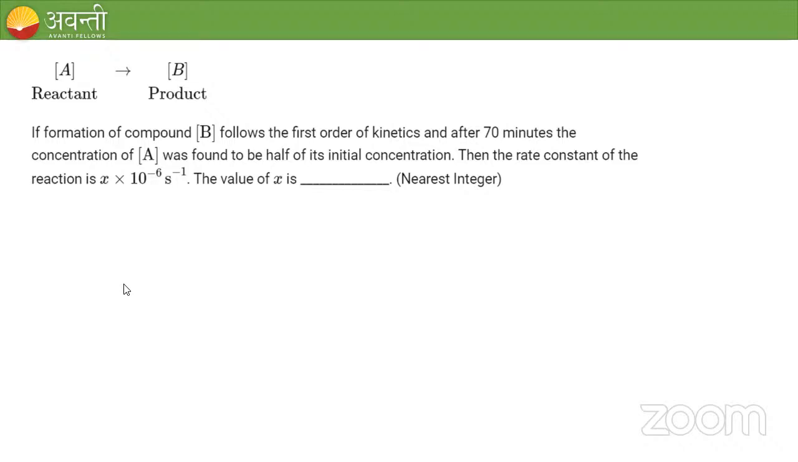So we have a reaction A giving the formation of compound B that follows first order kinetics. And after 70 minutes, the concentration of A was found to be half of its initial concentration. Then the rate constant of the reaction is X into 10 power minus 6. So the value of X is? Since the reaction follows first order kinetics, we can take the half-life. So after 70 minutes, the concentration of A was found to be half of its initial concentration.